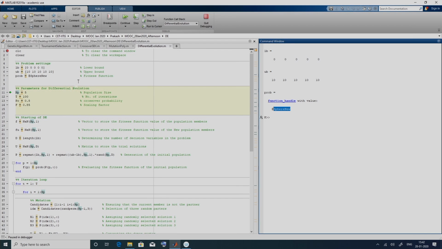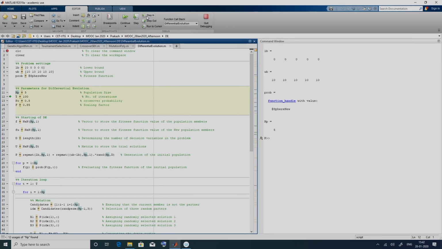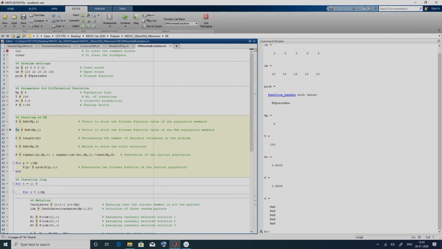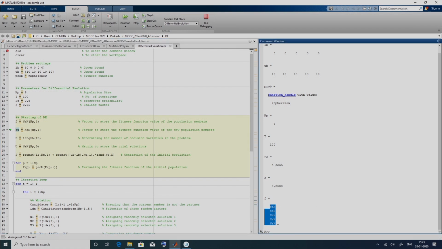So, now we need to define the parameters, right. So, population size is 5, number of iterations is 10. So, the crossover probability is being defined as 0.8, the scaling factor is defined as 0.85, right. So, now we are defining a variable f which will have NaN values, as many NaN values as the population size, right. So, here the population size is 5. So, we are having 5 NaN values, right.